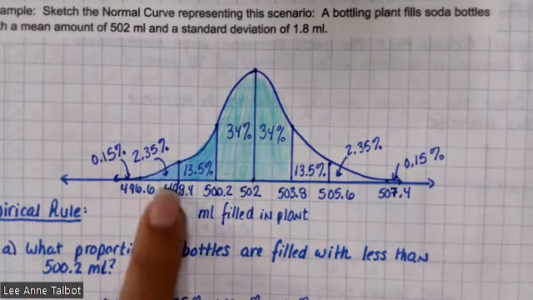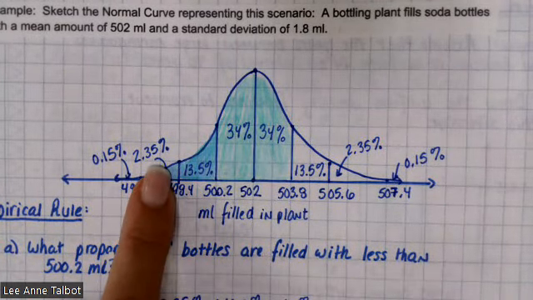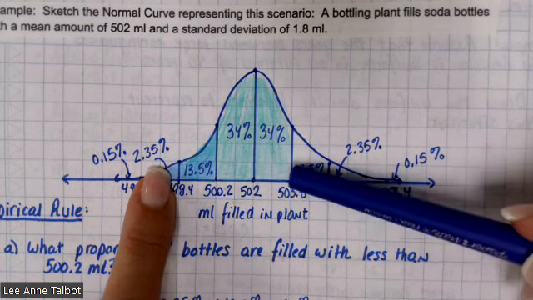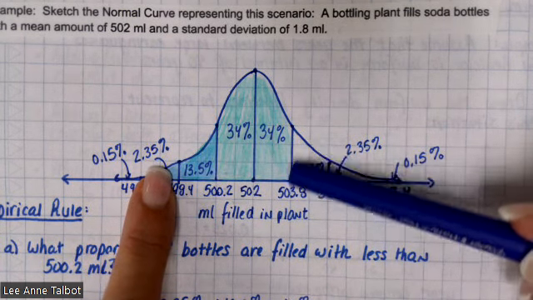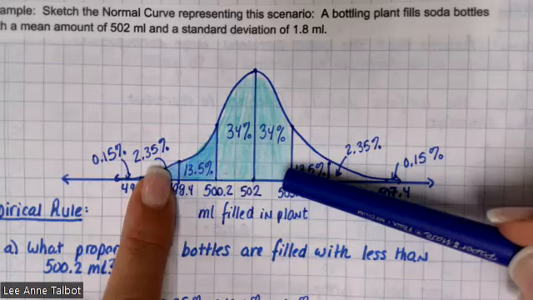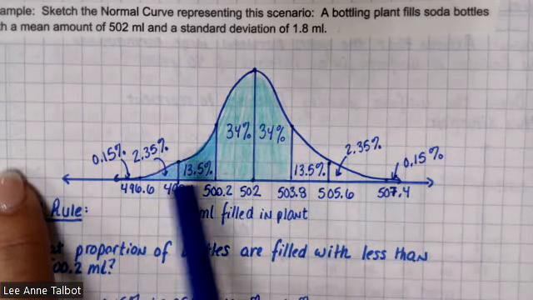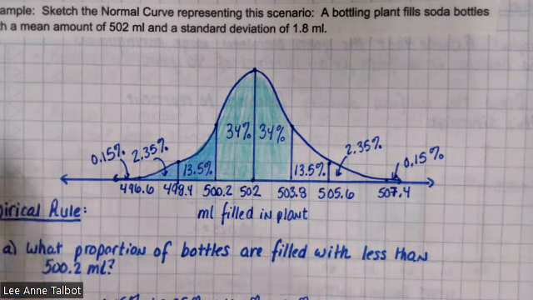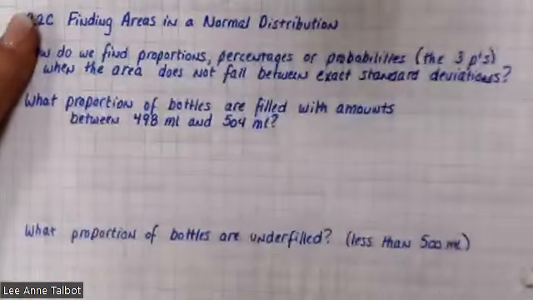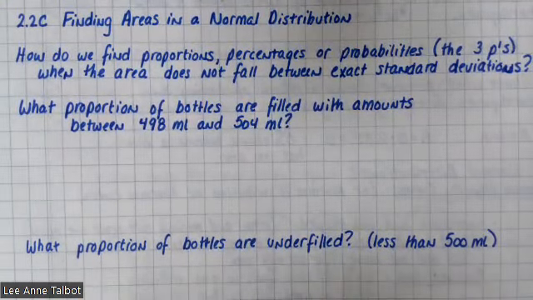Okay, and do you guys see how 498 isn't exactly one of these lines? And 504 isn't exactly one of these lines. So that's what we need to figure out today. How do we do it when the values that we want aren't exactly on one of these lines? As I said, your calculator has the ability to do this in about 2 seconds, which is great.